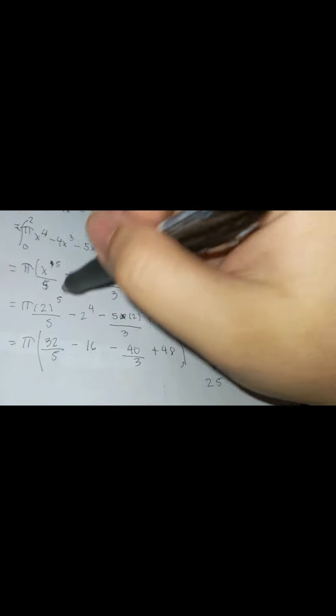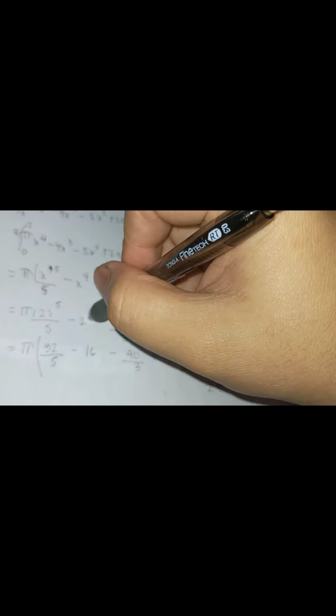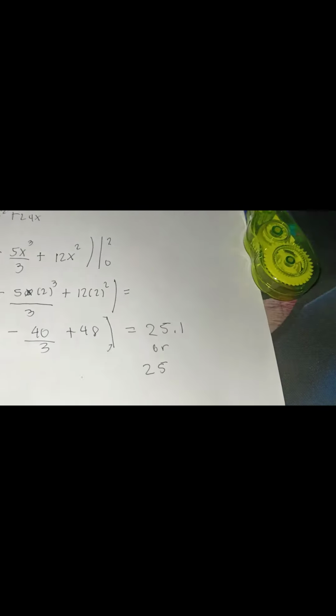2 times 2 times 2 times 2 times 2 becomes 32 over 5. 2 times 2 is 4, times 2 is 8, times 2 is 16. 2 times 2 times 2 times 2 equals 16, times 5 equals negative 40 over 3. 2 times 2 is 4, times 12 is 48. And then we just calculate this. It will become 25.1 or so.